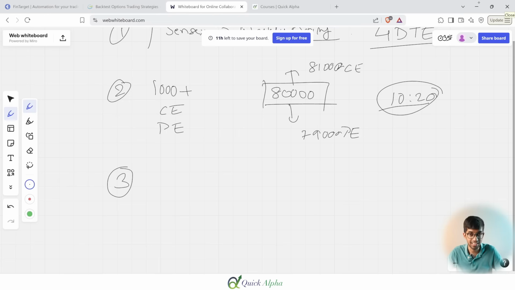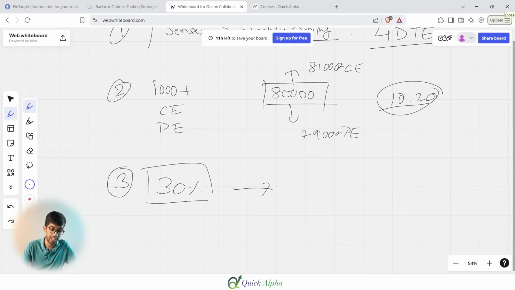So we'll go with some tighter stop loss. For this, I'll be going with a simple 30% stop loss. Again, you can change the parameters. There is no hard and fast rule that you have to use these parameters. You can go with a 25%, a 35% or a 40% stop loss.